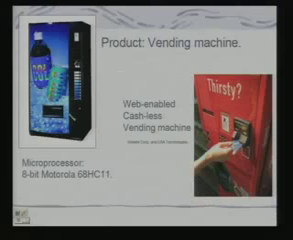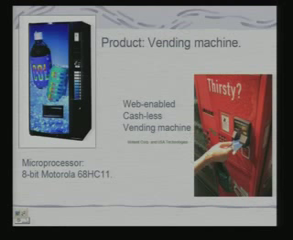This example is an old vending machine which uses an 8-bit Motorola microcontroller, and this is a newer vending machine, which is actually a 2003 to 2004 introduction product. This is a web-enabled cashless vending machine. So you can see that a simple task of delivering a good in response to the cash input now has been changed into a web-enabled device. And what is the advantage?